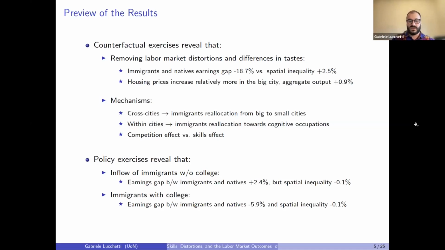Finally, with the policy exercise, I'm going to show you that when the inflow of new workers is composed of immigrants without a college degree, the earnings gap between immigrants and natives is going to increase by 2.4%. But at the same time, spatial inequality is going to decrease by about 0.1%. Whereas when the inflow of new immigrants is composed of immigrants with college, the earnings gap between immigrants and natives is going to decrease by about 6%. And in this case as well, spatial inequality is going to decrease.